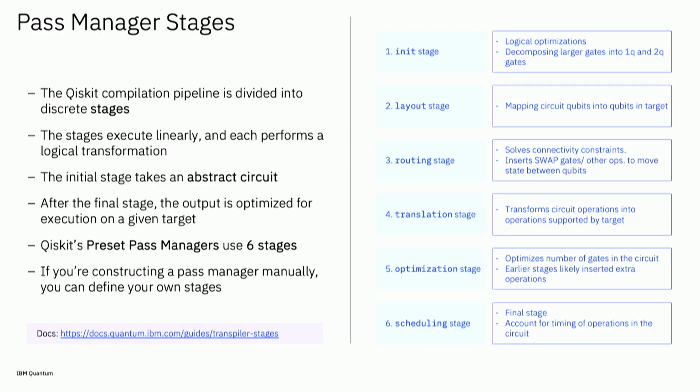And then each of those pass managers becomes a stage in what we call a staged pass manager. And this is the highest level of the hierarchy. So the stages are basically assigned semantics to a pass manager that you execute sequentially. So in Qiskit's preset pass managers, the defaults that you get when you run generate preset pass manager or the transpile function, there are 6 stages, which are init, layout, routing, translation, optimization, and scheduling.